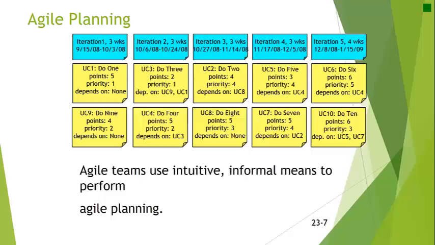Points are a measurement of the effort to develop the use cases. Here, it is assumed that a team can produce 3 points per week. The priority and dependencies are shown for each use case or story. This agile planning technique ensures that the highest priority use cases are developed early, ensures that dependencies between use cases are known, and ensures that the sum of the points are not greater than the team can manage.